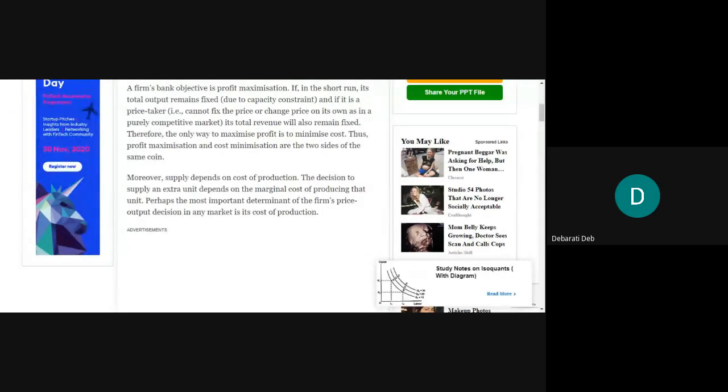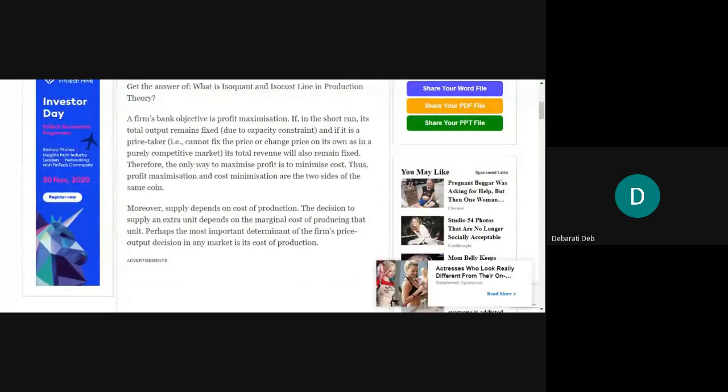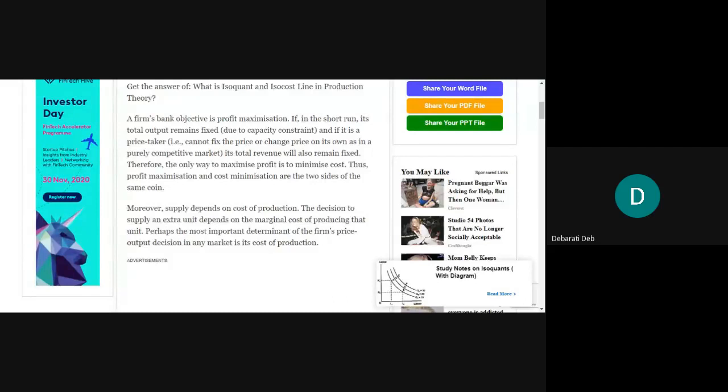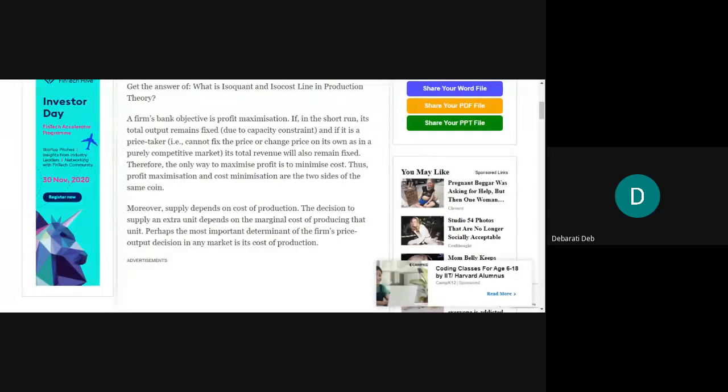Now, before moving on to the direct concept of isoquant and isocost line, we need to understand a very important thing in production theory. You see, a firm's main objective is profit maximization, isn't it? Any firm which is operating in the market, its most important objective is to maximize its profit.